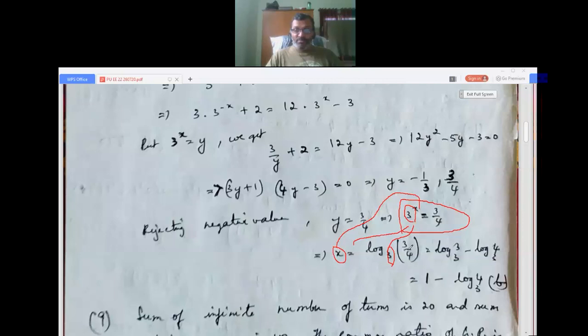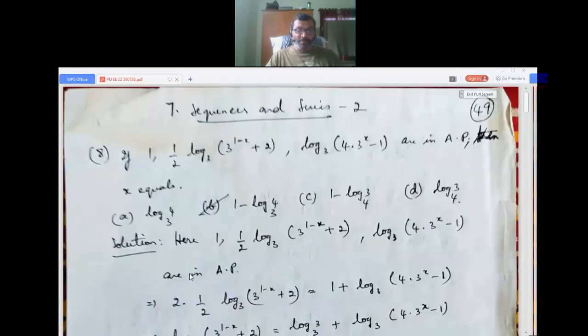Okay, then what happens here? x equals log m by n, the rule of division, quotient. Log m by n, any base, is equal to log m minus log n, same base. So it will be log 3 base 3 minus log 4 base 3, and log 3 base 3 is 1. So 1 minus log 4 base 3, and I think that is option B, the second option. I hope you have followed it.